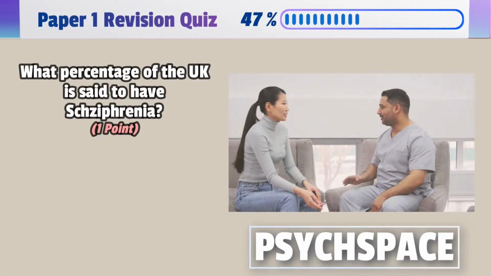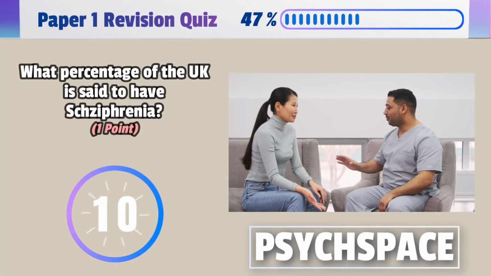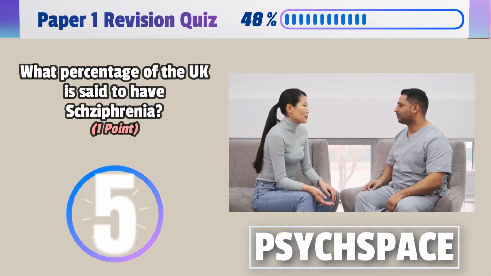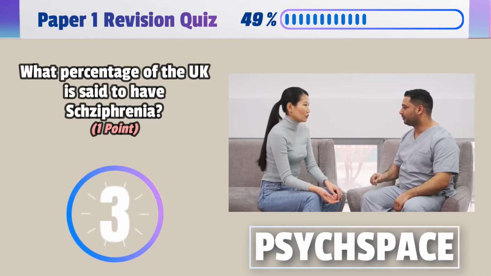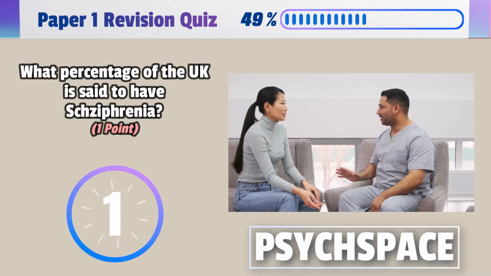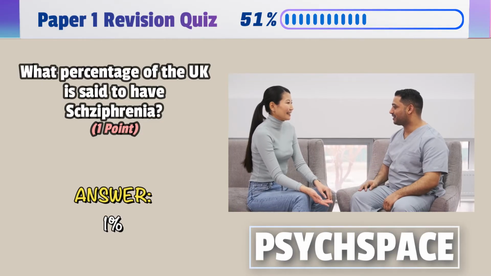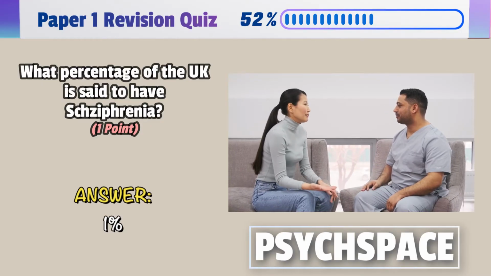What percentage of the UK is said to have schizophrenia? Now if you ever get a question about prevalence of mental health, this is where this would come in. Okay, so the answer is 1%. And if you ever get a question about the prevalence of mental health, then you'd be talking about these kind of statistics.